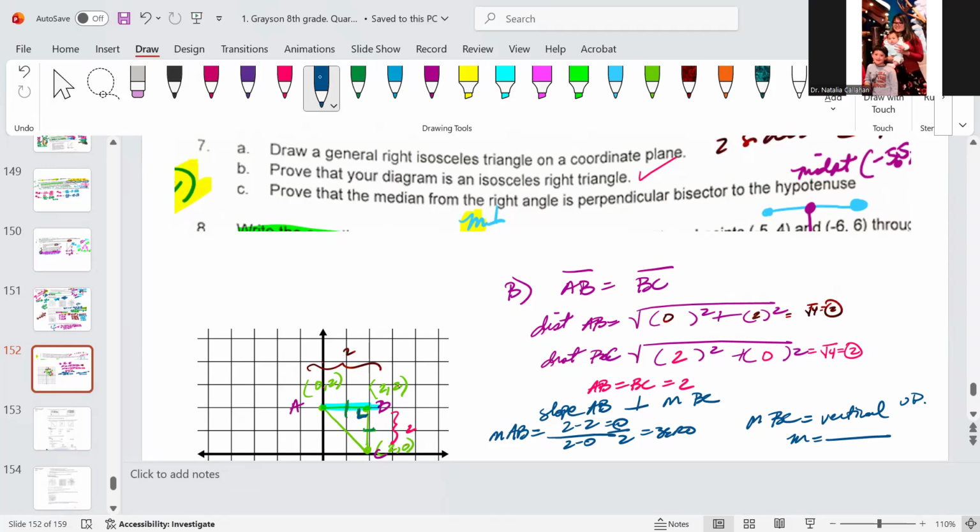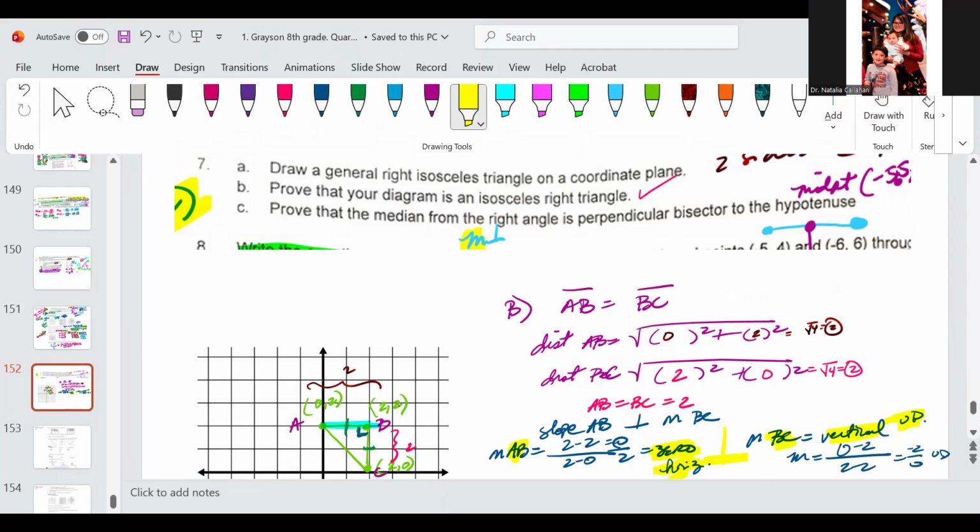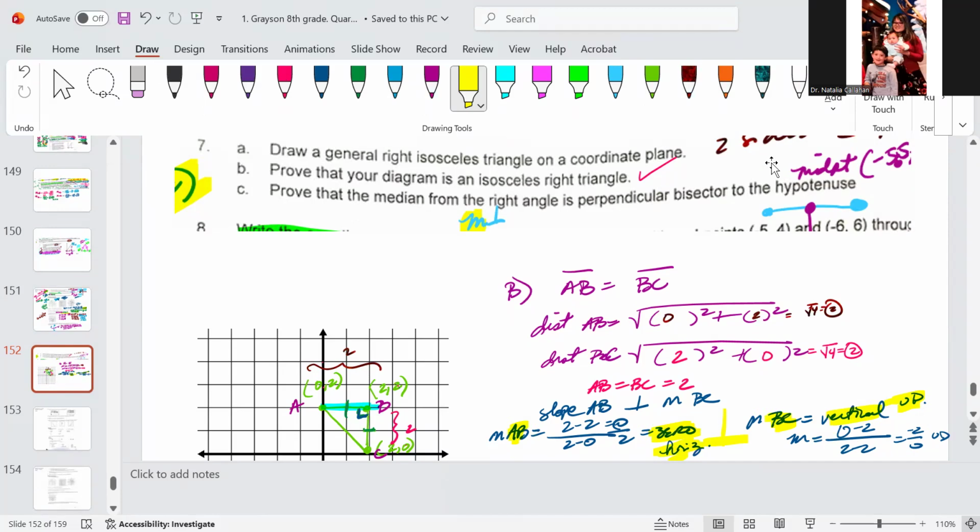Yes. So here's the thing. Perpendicular to a 0 slope, which is horizontal, is undefined, which is vertical. If you plug it in, it's going to be 0 minus 2 over 2 minus 2, which is negative 2 over 0, which is undefined. Do you see that? So because AB's slope is 0 and BC's slope is undefined, and AB is a horizontal line and BC is a vertical line, they are indeed perpendicular. Therefore, they are 90 degrees. Does that make sense? Yeah. Okay. Prove that the median from the right angle is the perpendicular bisector to the hypotenuse.